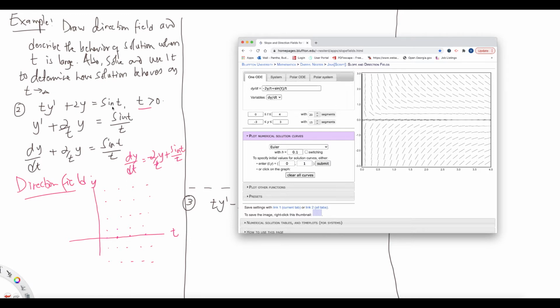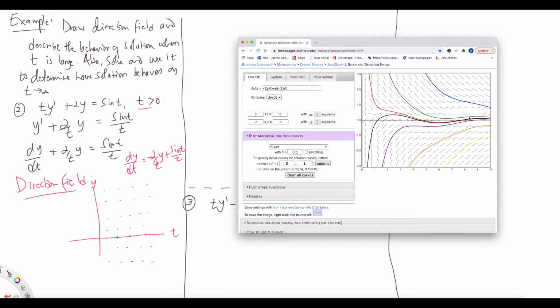Since the question says t must be greater than 0, what I did here is take t between 0 and, say, 10, or whatever number you want. For y, you can pick negative 3 to 3, negative 5 to 5, it doesn't matter. You will see that whenever t is increasing, the solution curves are going to 0. Whether it starts from negative initial values or positive initial values, they are basically going to 0.